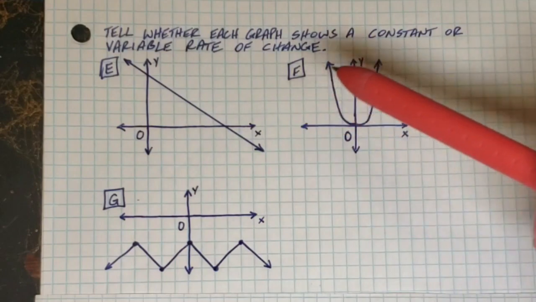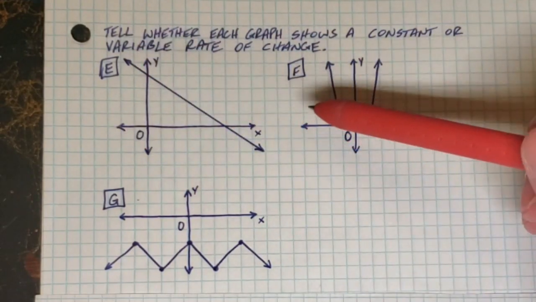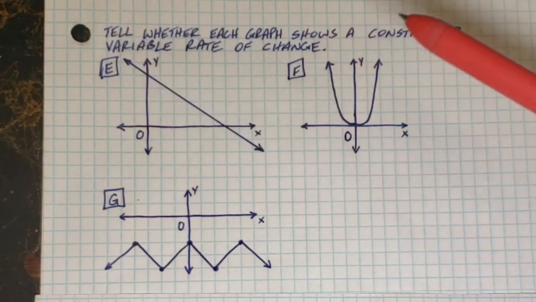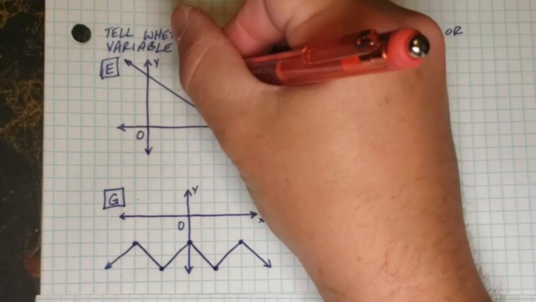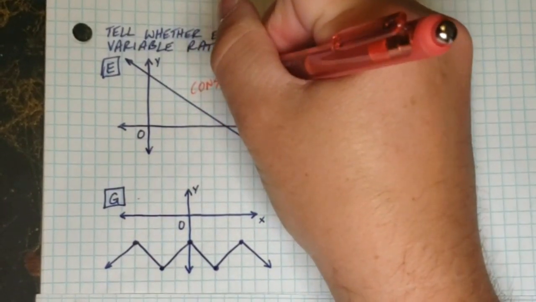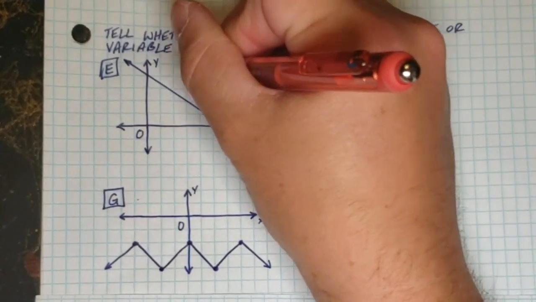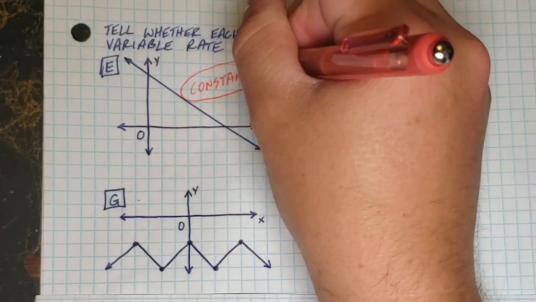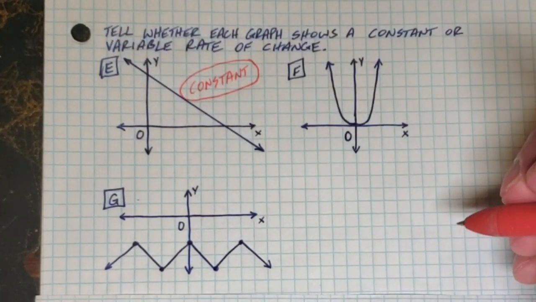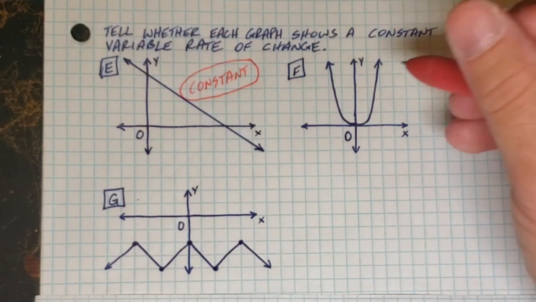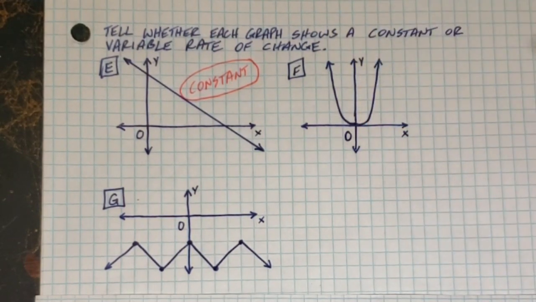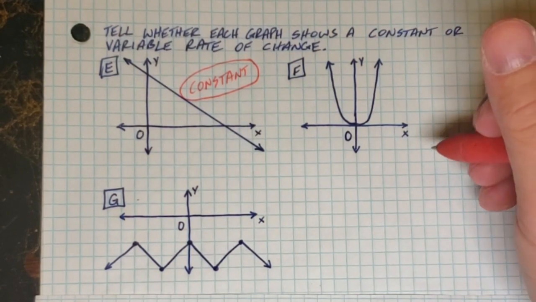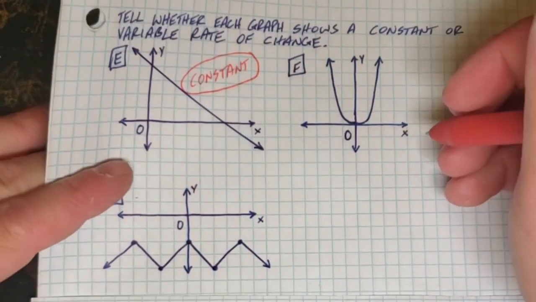Let's look at letter E. All right, we've got our coordinate plane, and look at our graph. All right, is that an example of a constant rate of change or a variable rate of change? It is a constant rate of change because it is a straight line, one straight line with the same slope the whole time. All right, letter F. You got your coordinate plane. Is that graph an example of a constant rate of change or a variable rate of change?